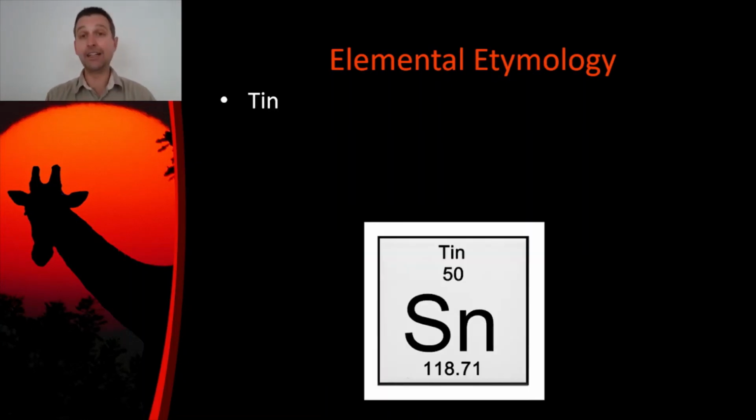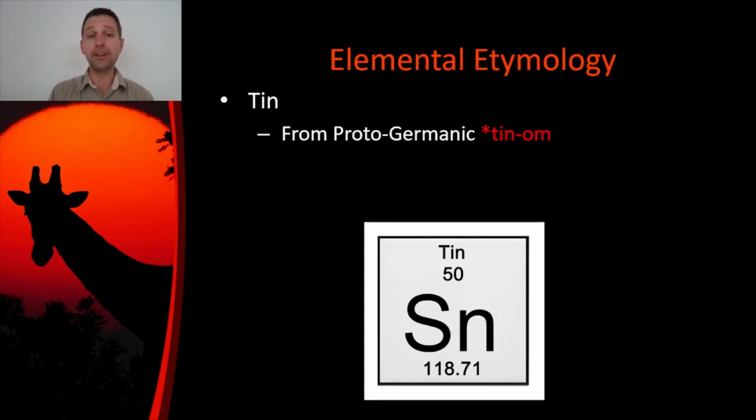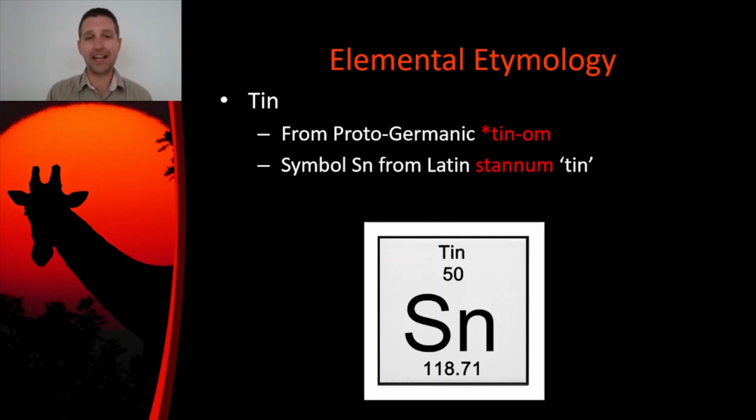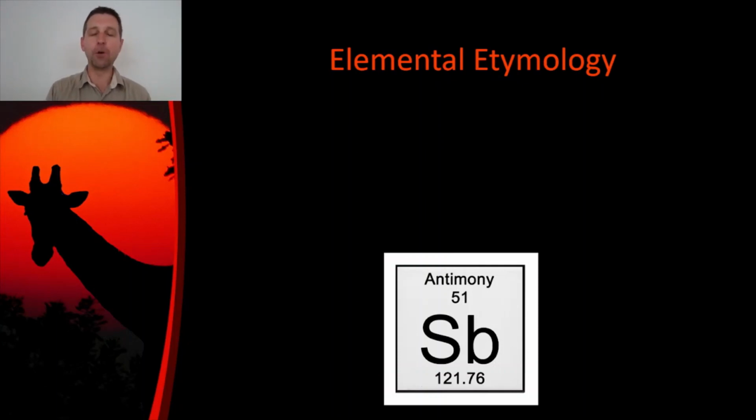What about tin? Again, this is a pretty common metal. It's been known for thousands of years, and the word goes back to Proto-Germanic tinom. As you can see, that looks exactly like tin. It hasn't really changed much in the past couple of thousand years, but we don't really know what that meant. It's just a word they had, and it doesn't seem connected to other words. The Latin word for tin was stannum, and the symbol Sn comes from that Latin word. Again, it doesn't really mean anything in Latin. It's just the name for tin.